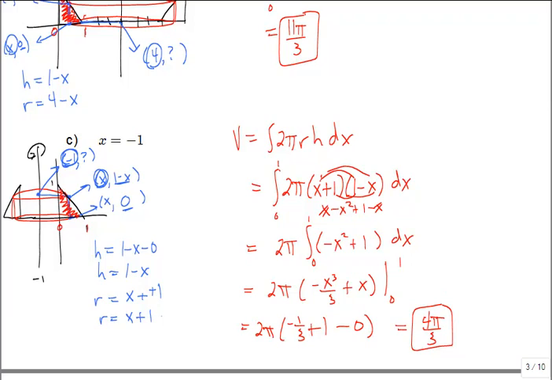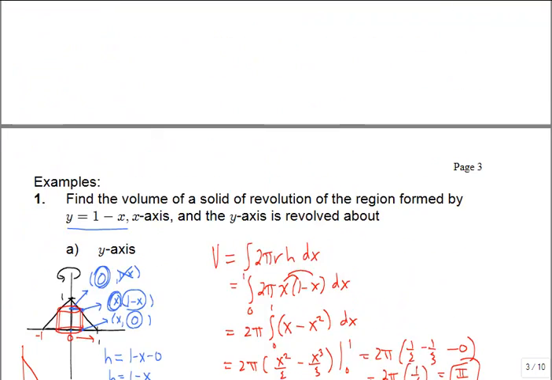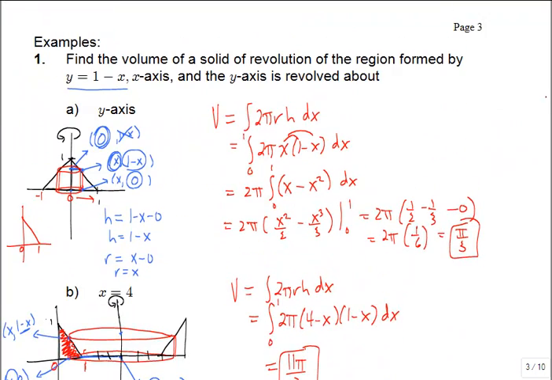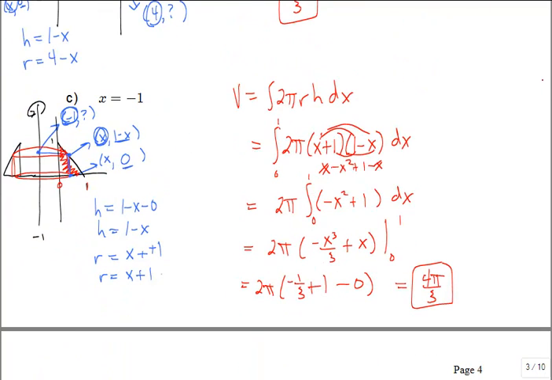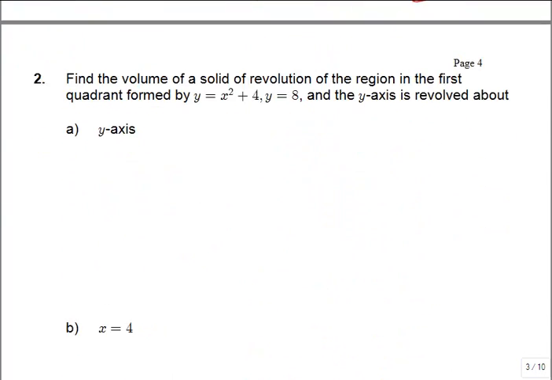So all three of these were very similar. The only differences were the r's, based on whether I was subtracting x from 0 or 4 or -1. And I had that shift in that axis of revolution, so I had that shift in the radius as well.